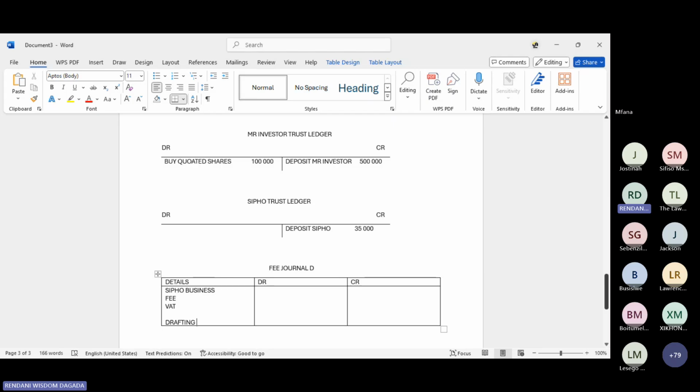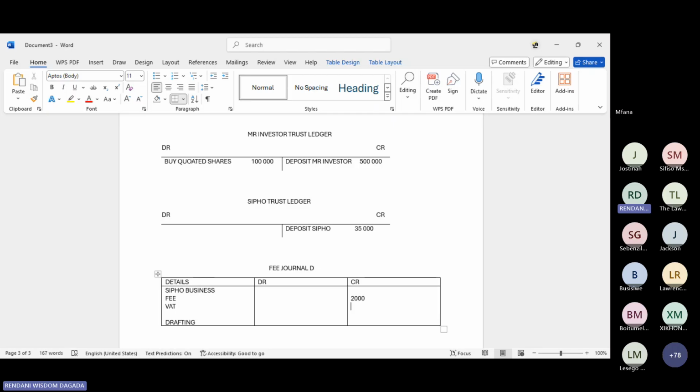Can someone tell me, between the 3 options, Sipho business, fee, and VAT, which one is the 2,000 and why? The fee. Why is the fee the 2,000? Because it's VAT exclusive. Thank you. Even though VAT exclusive is not written, if the amount is not written as VAT exclusive, it's always VAT exclusive by default. So we're just going to put the 2,000 here.